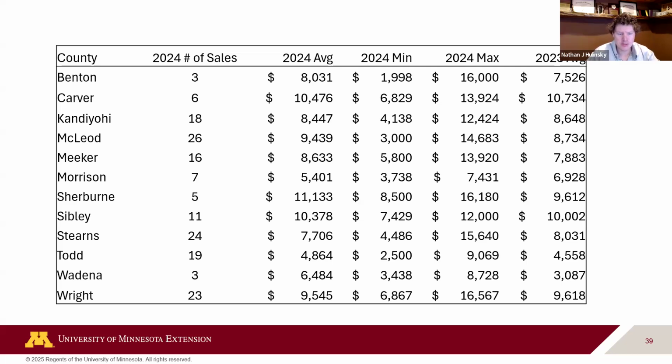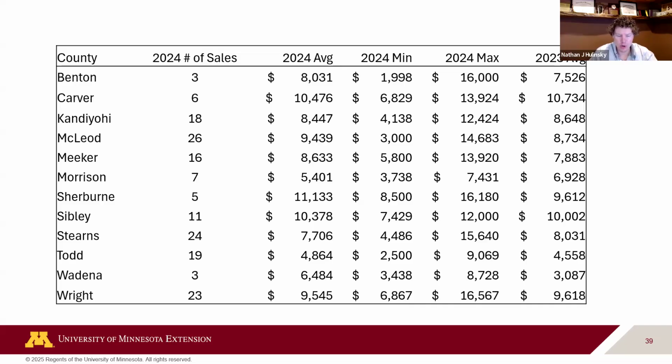The average sale price per acre in 24, $9,545. Okay, the average sale price in 2023 was $9,600. So actually, Wright County average sale price dropped about $80 per acre into 2024. Most counties saw an increase. The minimum sale price in Wright County was $6,800 per acre. So it's a fairly high minimum sale price.